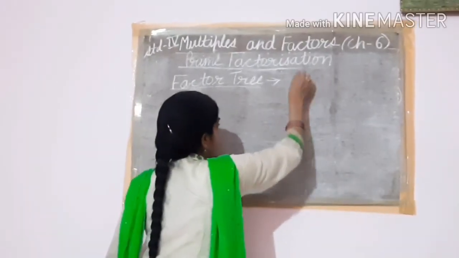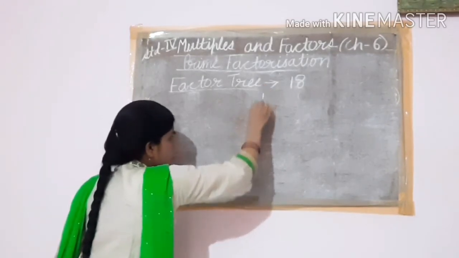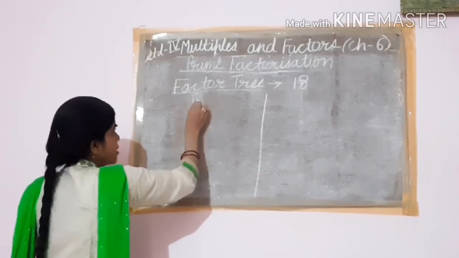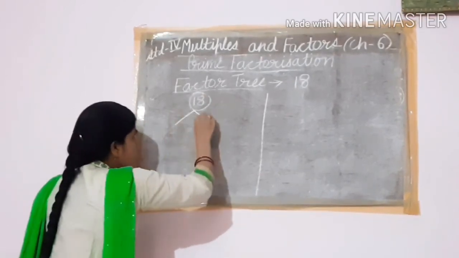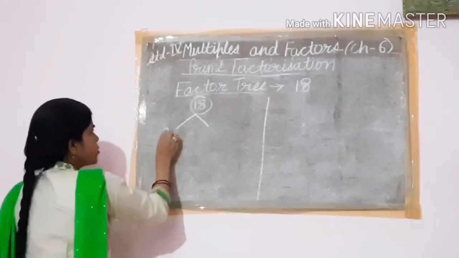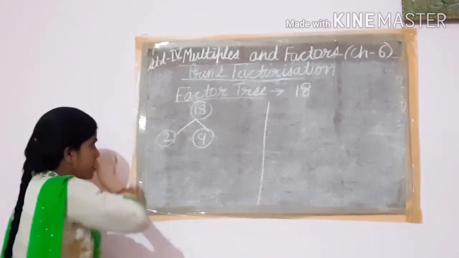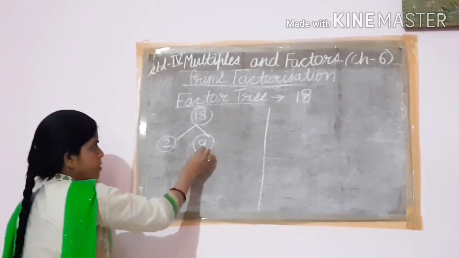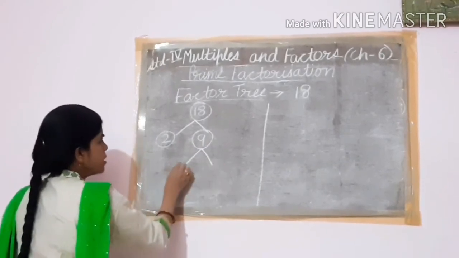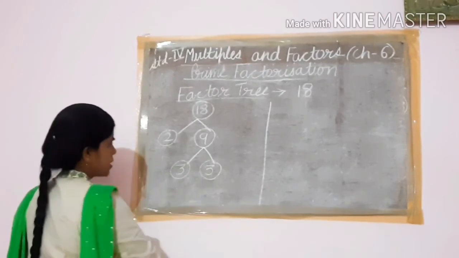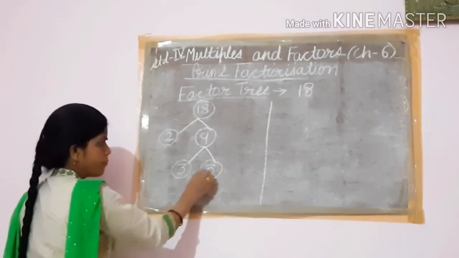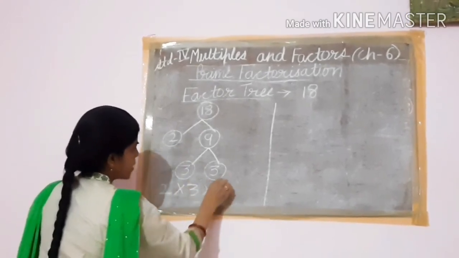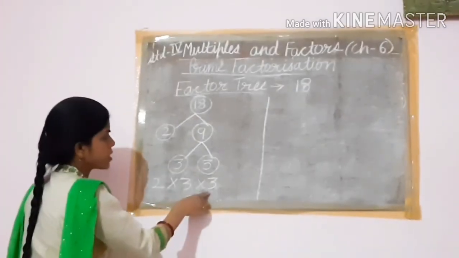I am showing you the number 18. You have to find the prime factors of this 18 by the factor tree method. 18. Now find the factors of 18. 2 9s are 18. 2 is a prime number, but 9 is not a prime number. Again you find the factors of 9. 3 3s are 9. Yes, now we got prime numbers. That is 2 multiplied by 3 multiplied by 3. 2 3s are 6 and 6 3s are 18.